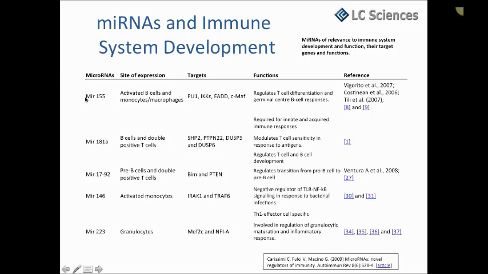So I mentioned already that miR-155 plays a big role, especially in inflammation. miR-181a and miR-17-92 both play a role in B and T cell development. 146 will show up later again. It's important in activating monocytes, and then miR-223.